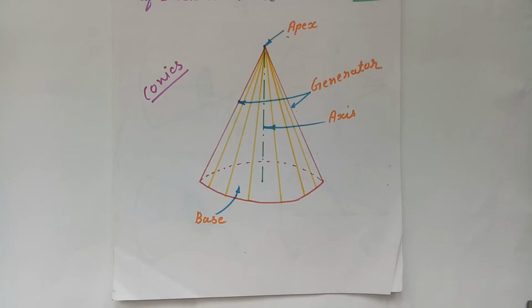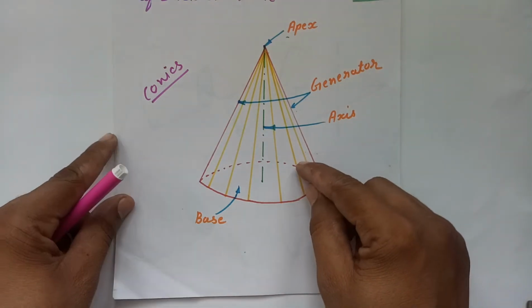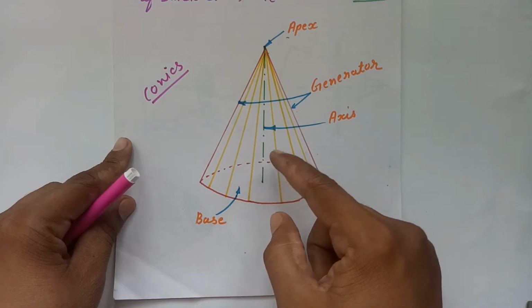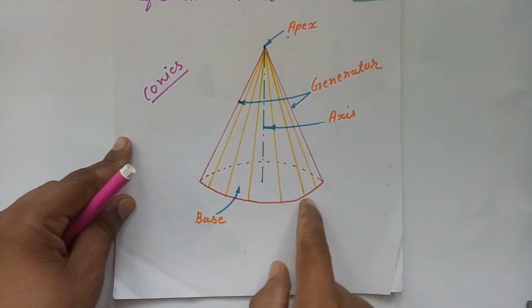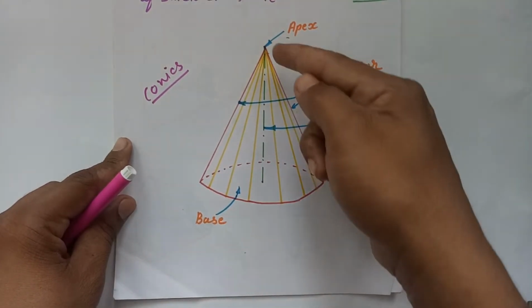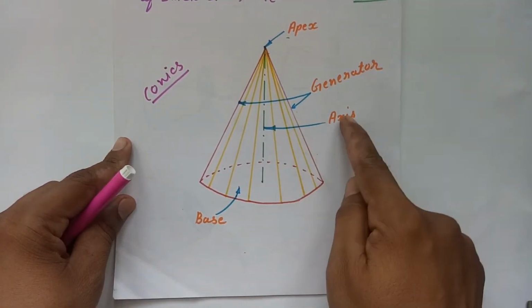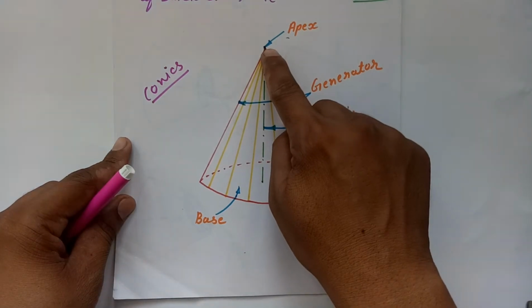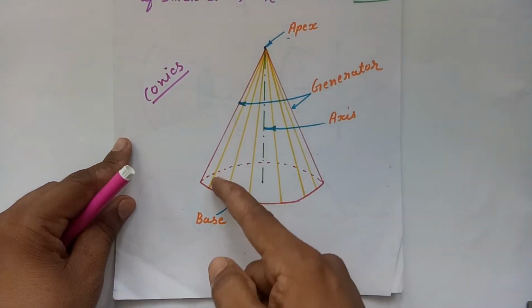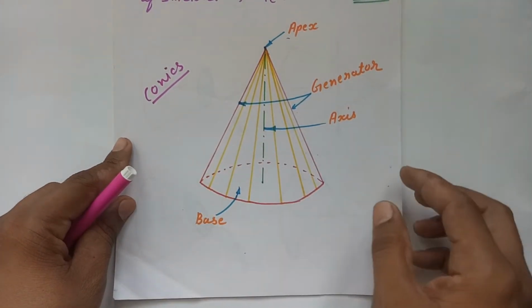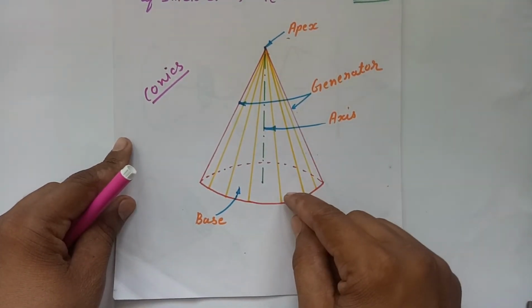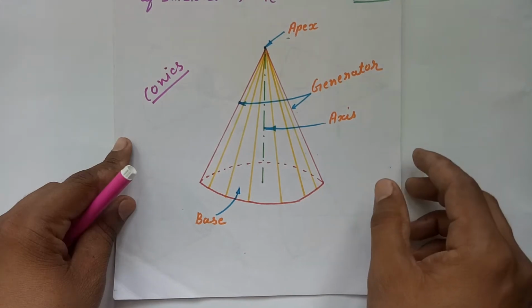Conics are the curves of intersection of the cone. So let us first of all understand the figure of the cone properly. This is the cone. This will be the base of the cone. This is the axis of the cone. This will be the apex point of the cone, and these are the generators of the cone. Make sure that a cone has infinite generators.